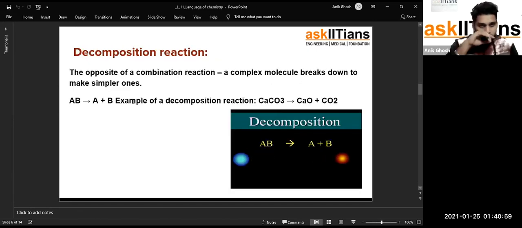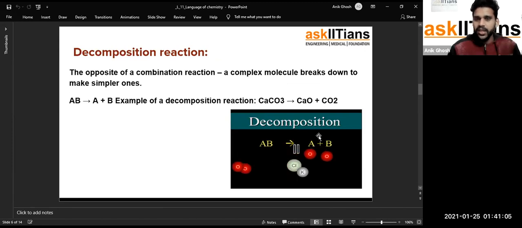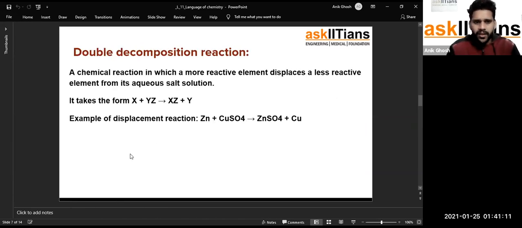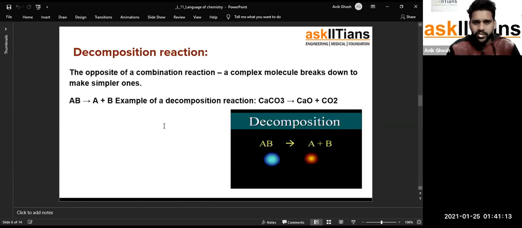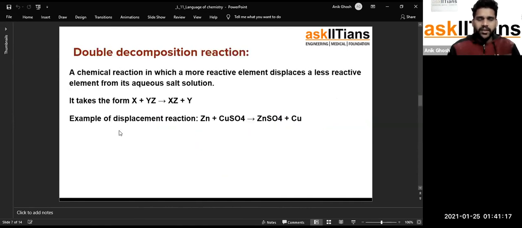Decomposition reaction, when AB breaks into A plus B, that is a decomposition reaction. You can see like this was one thing and it is breaking into two things. So for that reason, that is called decomposition reaction. Now coming to the double displacement reaction, you can see here, there are some mistakes over here.